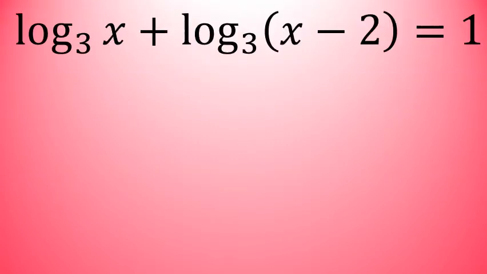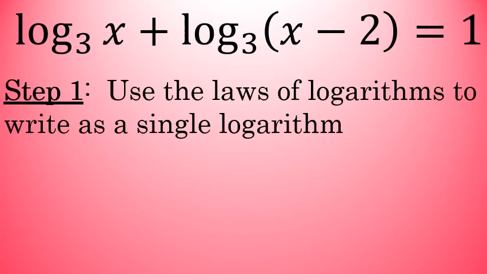The first of those 4 steps to solve this logarithmic equation is to use the laws of logarithms to write it as a single logarithm. In some logarithmic equations, there is only a single logarithm to begin with, so you can skip this first step. But in this problem, there are 2 logarithms of the same base that are being added together.